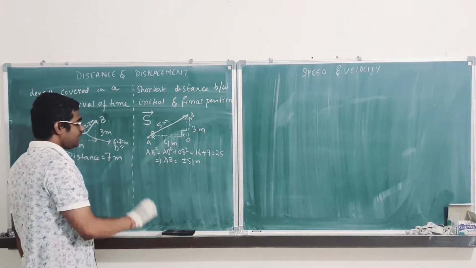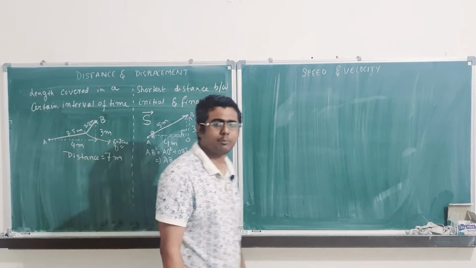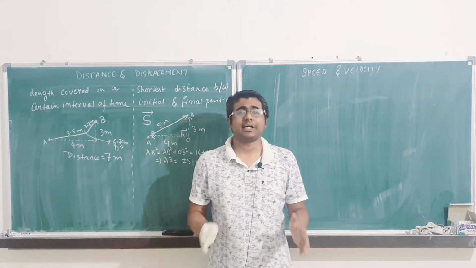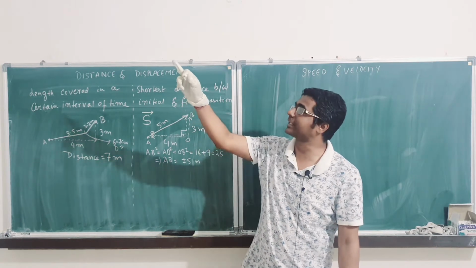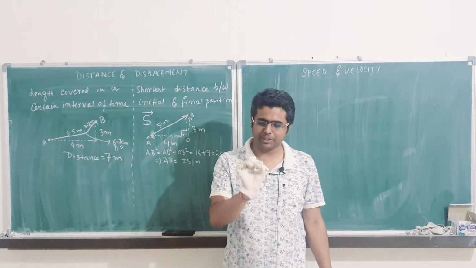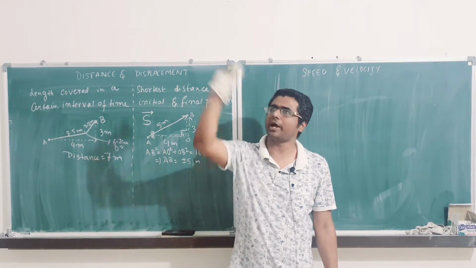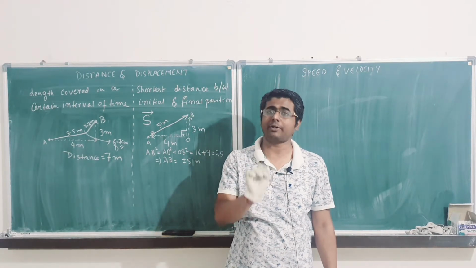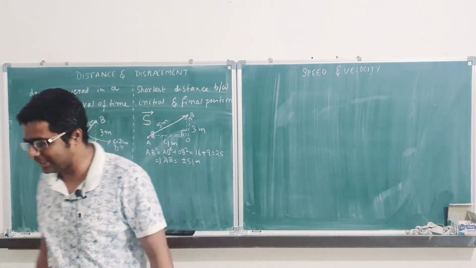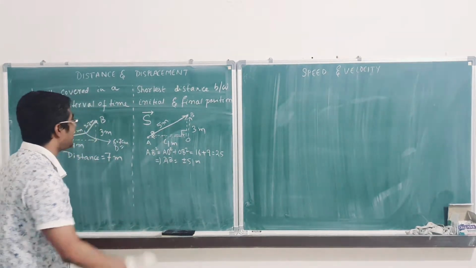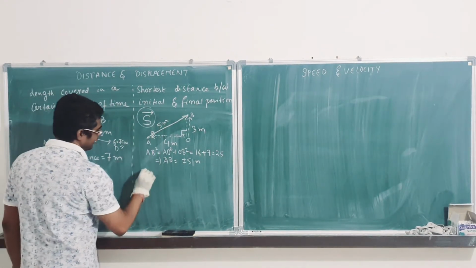So what I mean to say at this moment to you is that displacement is at a specific direction. When you talk about displacement in between 2 points, that means you are talking about distance measured in a specific direction, and that is why displacement is having direction and it is a vector quantity.